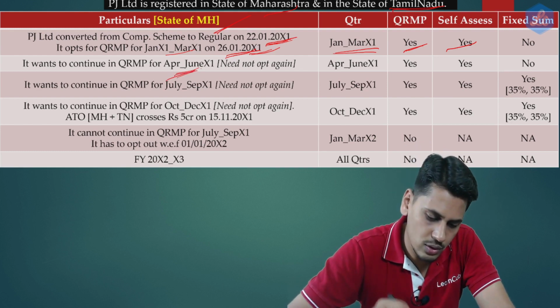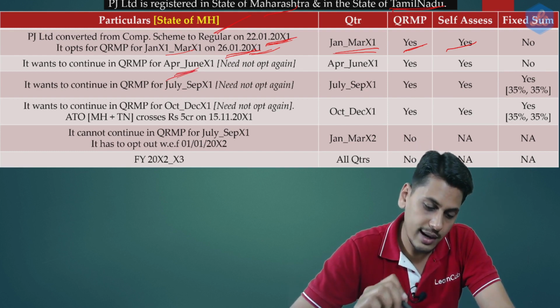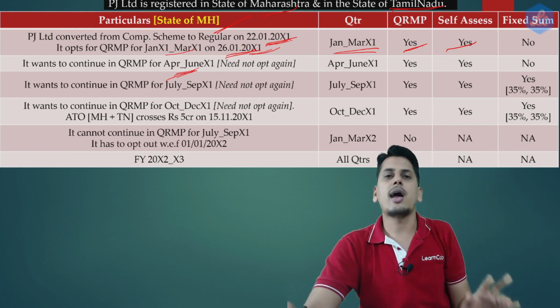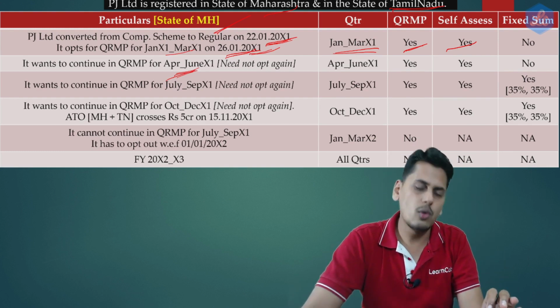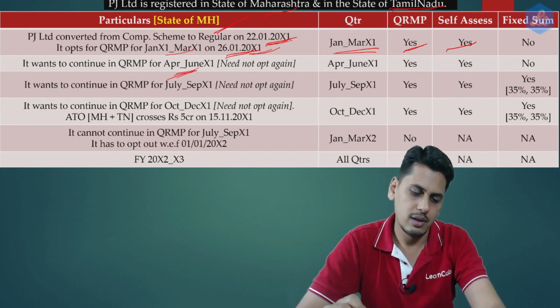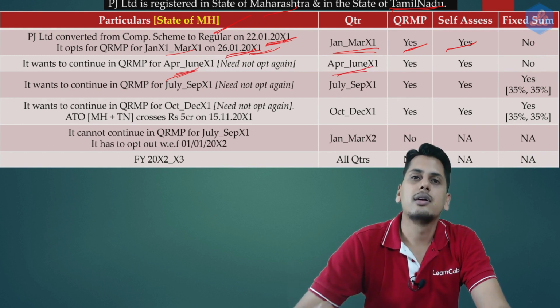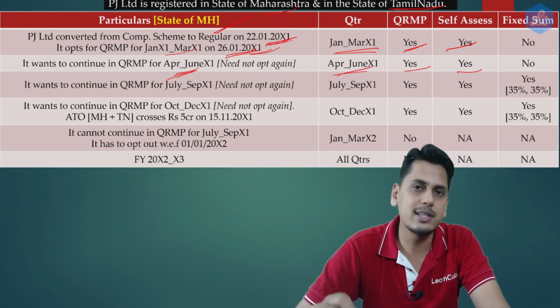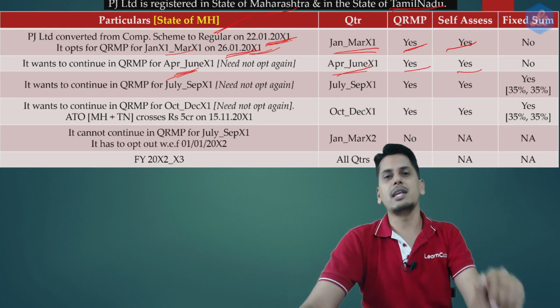He wants to continue in the QRMP scheme April to June. Should he opt in again? The answer is no, as we already know that once opted, until withdrawn again, it will remain in force. So for April to June, for the quarter, he is there under QRMP scheme, yes. Self-assessment available, obviously yes. Whether fixed sum is available.